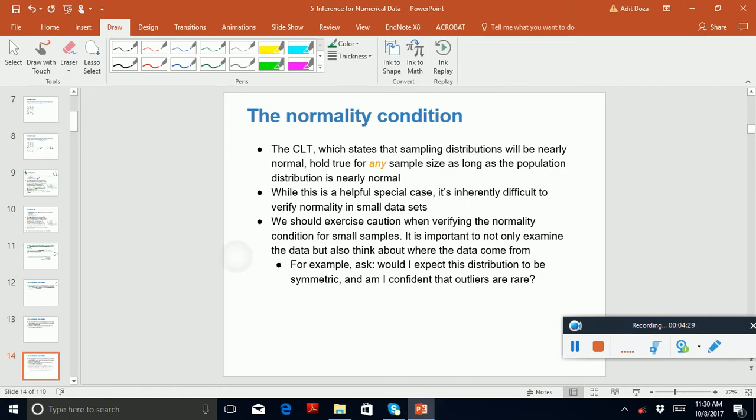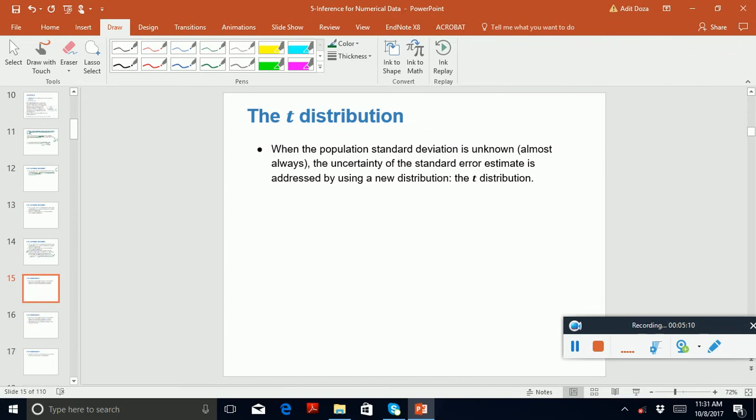Let's look at this third point, that we should exercise caution when verifying the normality for small samples. It is important to not only examine the data but also think about where the data is coming from. For example, would I expect this distribution to be symmetric? And am I confident that outliers are rare? If there are a lot of outliers in the sample set, it's not going to give us an efficient estimate. So we should care about this point, that there shouldn't be any outliers. We have to be confident about that.